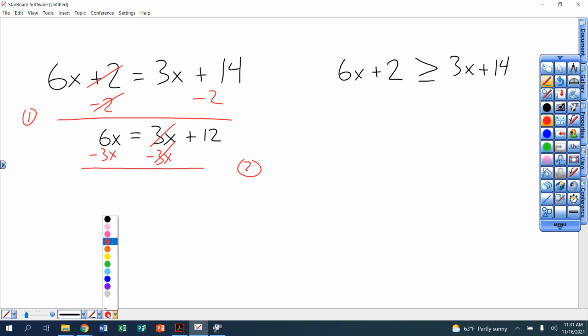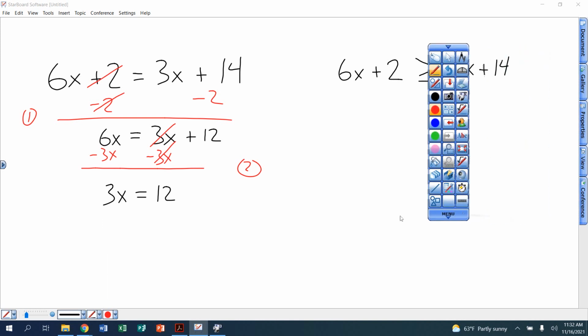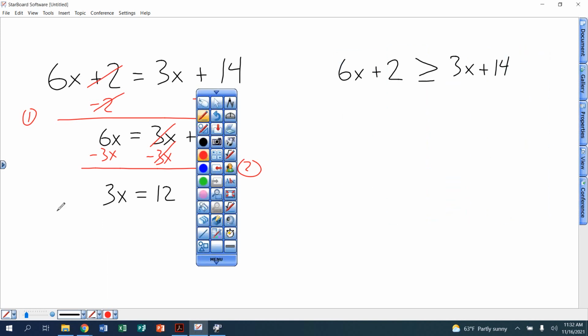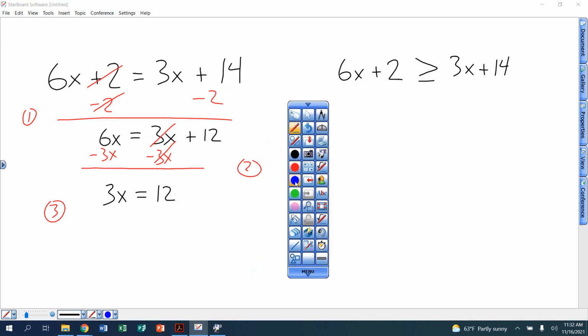This gives me 3x equals 12. Now stay on this left side and do your last step, which involves something different than adding, subtracting. It is division. There we go. So this last step is divide by 3.